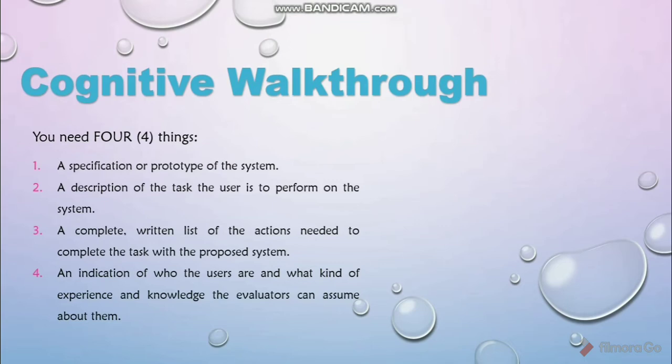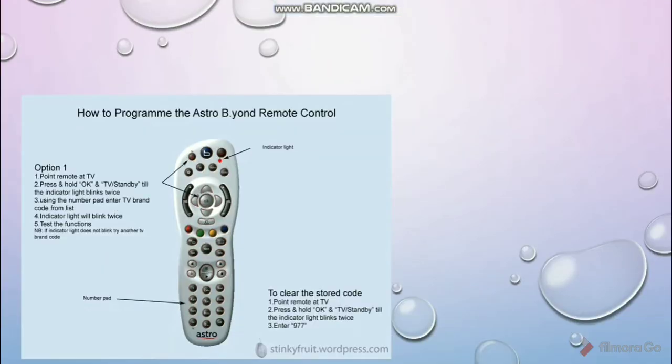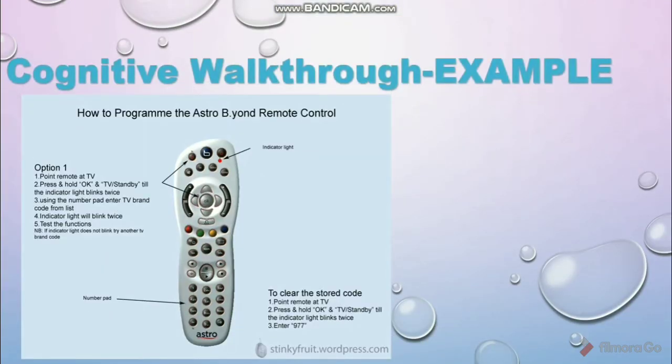You need four things: a specification or prototype of the system, a description of the task the user is to perform on the system, a complete written list of the actions needed to complete the task with the proposed system, and an indication of who the users are and what kind of experience and knowledge the evaluators can assume about them. This is an example of a cognitive walkthrough.